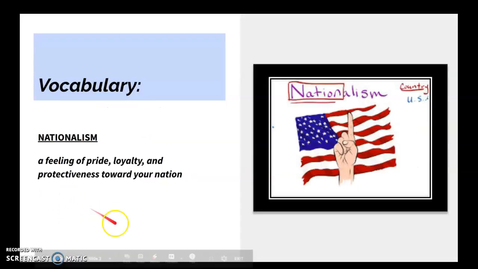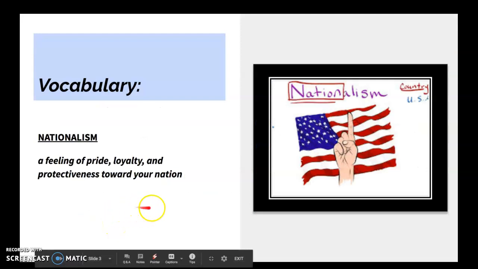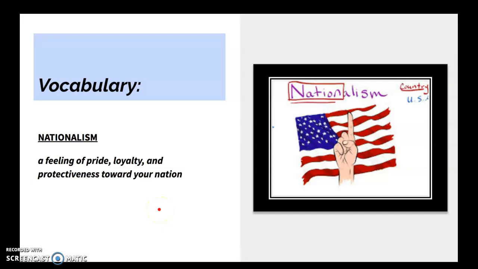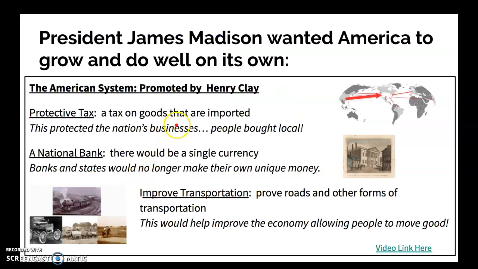All right. So today your goal is to be able to define nationalism. That's a word you've probably heard before, but we're going to really zero in on the meaning today. Nationalism is a feeling of pride, loyalty, and protectiveness towards your nation. So we're going to go back into our story here.